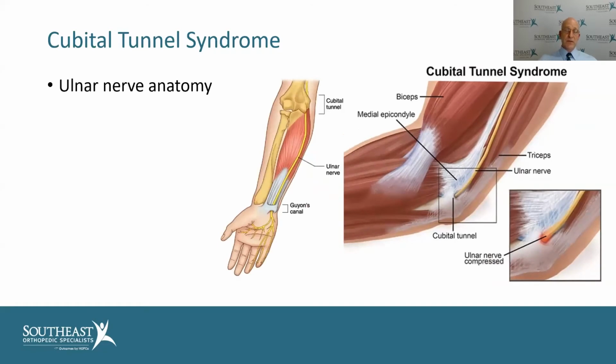Ulnar nerve anatomy: fortunately, the ulnar nerve is a lot simpler in the elbow. It sends off very few branches, and it really just runs along the posterior part of the elbow, right in through here, along the inner part, the medial part next to our body, and runs down to the wrist on the palm side and goes to the pinky and the ring finger.